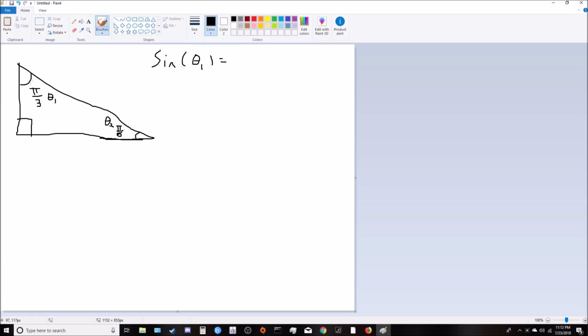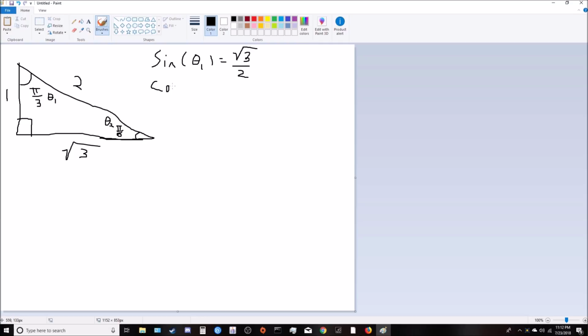Oh, I forgot to write out the ratios. That is my bad. So the side opposite to this, as we discussed in the right triangles video, is root 3. The side opposite to pi over 6 is 1, and the hypotenuse is equal to 2. So therefore, the sine of theta sub 1 is going to be the opposite over hypotenuse. So that's going to be root 3 over 2.